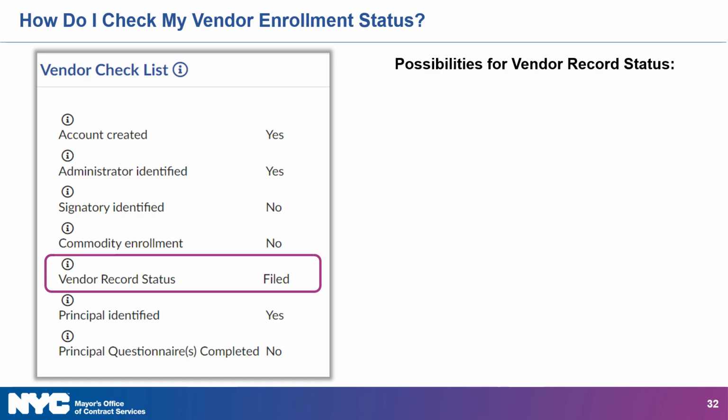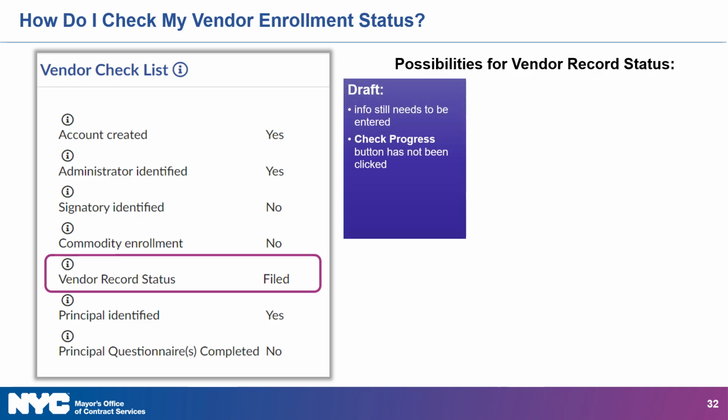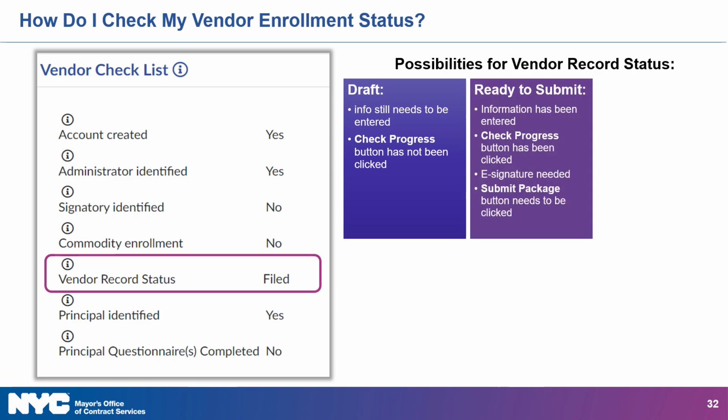You can confirm whether your organization has completed filing the vendor enrollment package by viewing your vendor record status on your Passport homepage within the vendor checklist. You may see one of the following terms next to vendor record status. Draft means information still needs to be entered for the package, and/or the vendor admin needs to click the Check Progress button. Ready to submit indicates that all information has been entered for the vendor enrollment package and the Check Progress button has been clicked.